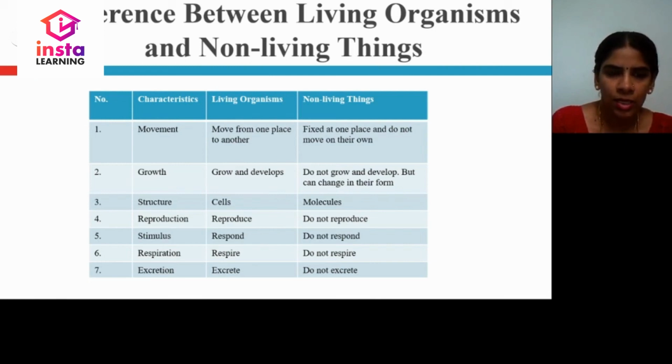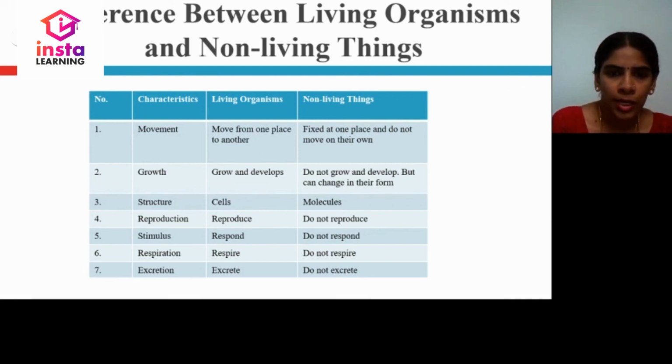When you take growth into consideration, living organisms will grow and develop, while non-living things do not grow and develop, but they can change in their forms. For example, mountains do not just grow like that. Sands, muds, clay, everything together forms a mountain. Structure: living organisms are made up of cells, while non-living things are made up of molecules.